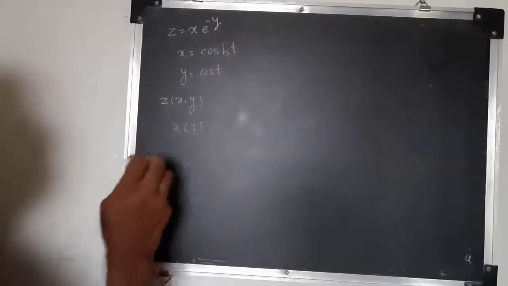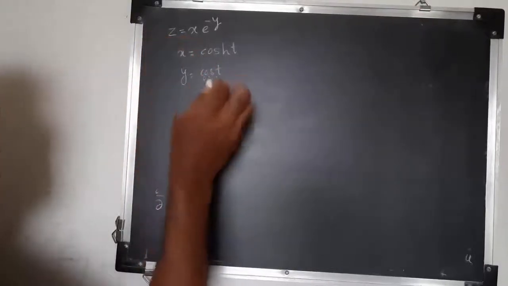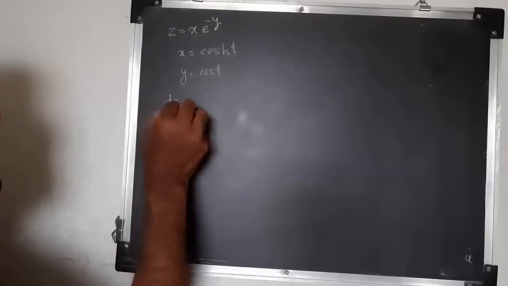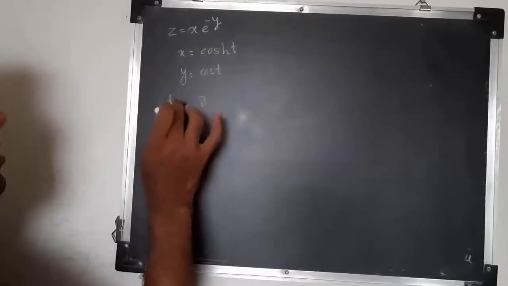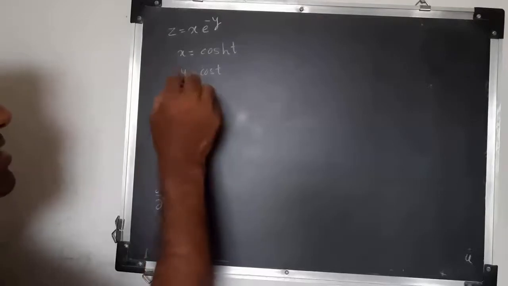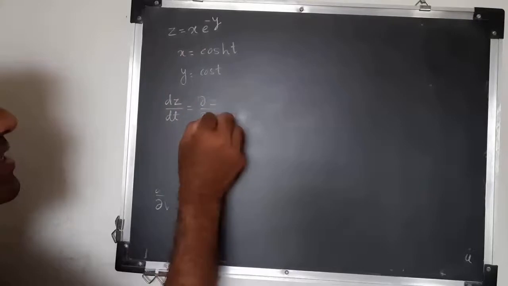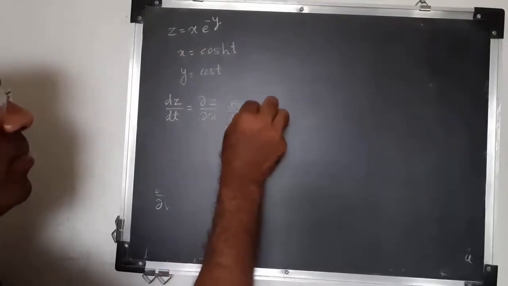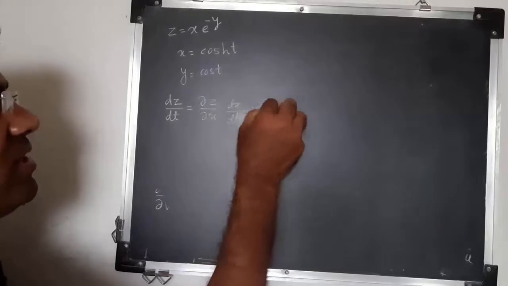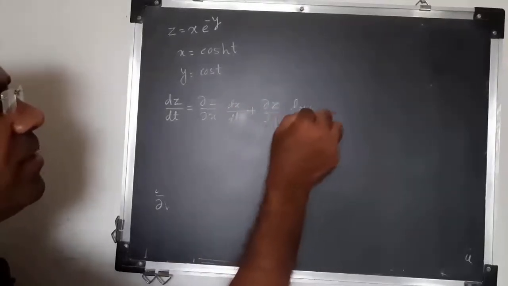So we can use our formula directly. What is our formula? And your aim is what? Del z by del t, which is nothing but dz by dt. Sorry, z depends upon x and y, so del z by del x into dx by dt plus del z by del y into dy by dt.